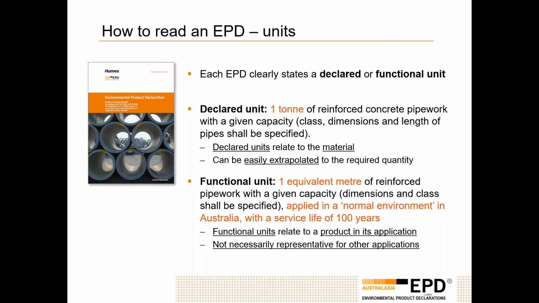Now, a functional unit is something that looks at the whole of life and looks at the actual application of the product. So in this case, that could look like 1 equivalent meter of reinforced concrete pipework with a given capacity, and then applied in a normal environment in Australia with a service life of 100 years. So the application is at the end there.